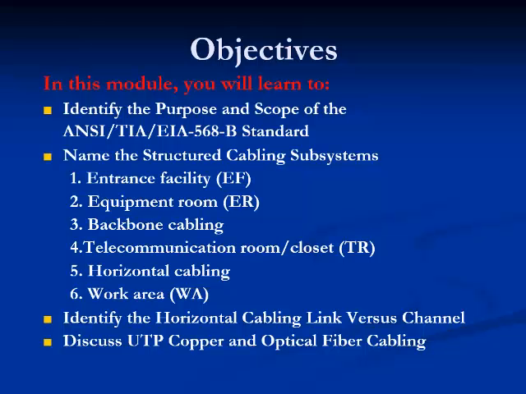In this module, you will learn to first identify the purpose and scope of the 568B standard. Next, you'll be able to name the structured cabling subsystems, including the entrance facility, the equipment room, the backbone cabling, the telecommunications room, the horizontal cabling, and the work area. You'll also be able to identify the horizontal cabling link versus the horizontal cabling channel. And finally, you'll be able to discuss copper and optical fiber cabling.